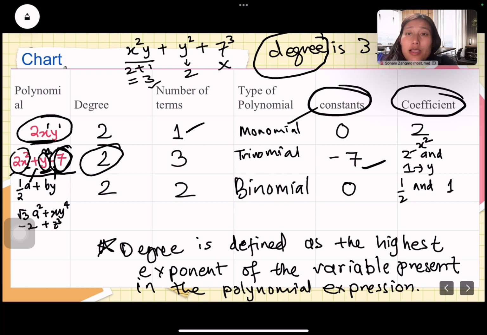Similarly in the third example, the degree is 2 because we have by. So b has one exponent, y has one exponent, together we consider as 2. So highest is 2. Number of terms, 2 terms, binomial. Constant, there is no number without variable, so it is 0. Coefficient, in front of by it is 1, and in front of a it is half, right?